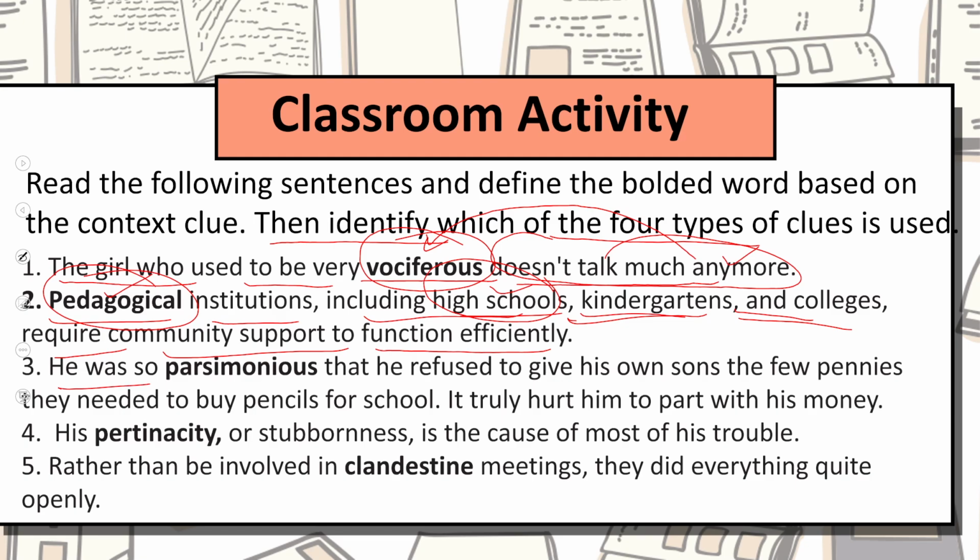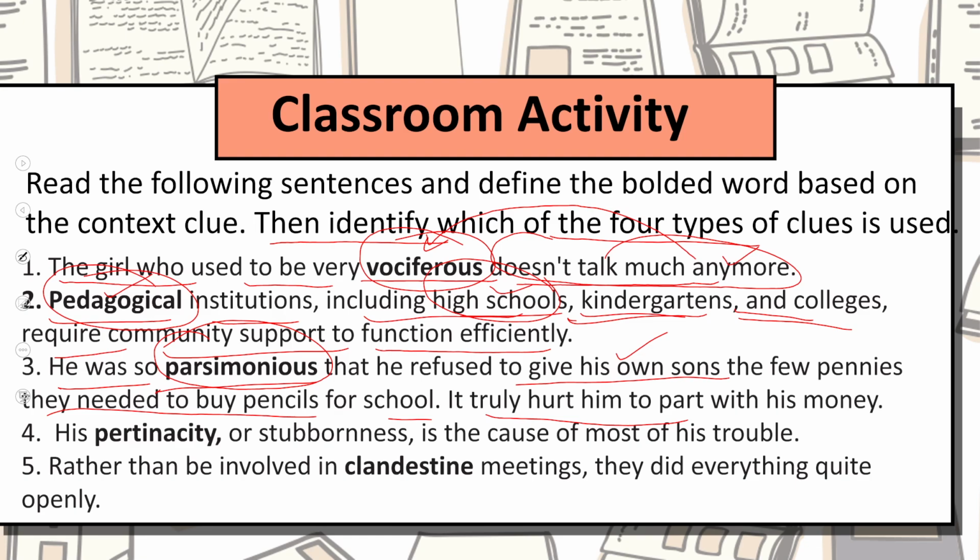Now, he was so parsimonious that he refused to give his own sons the few pennies they needed to buy pencils for school. It truly hurt him to part with his money. Parsimonious, what do you mean by this? How do we reach the meaning? Which context clue are we looking for? There are no synonyms. There are no antonyms. We are going to reach it with explanation, right? How? He refused to give his own sons the few pennies.